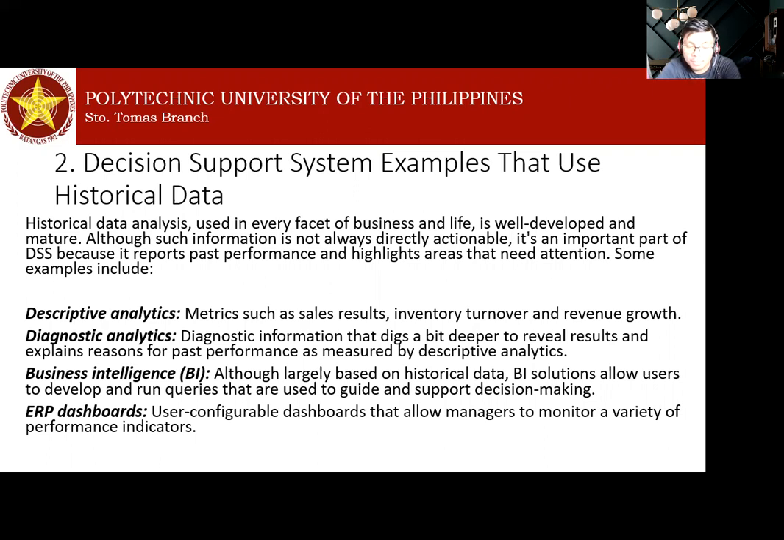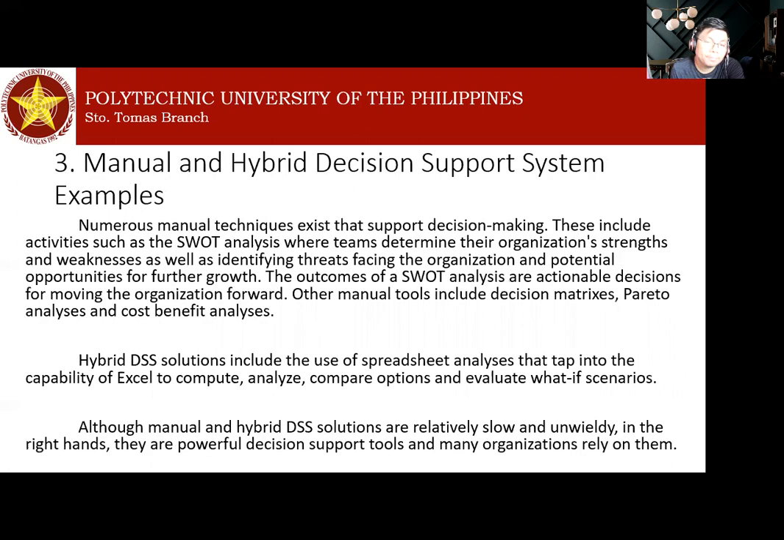And we have here the ERP, the Enterprise Resource Planning Dashboard, a user-configurable dashboard that allows managers to monitor a variety of performance indicators. So with the use of our decision support system that uses historical data, we are able to identify what is the problem with our operations. From the previous year, previous month, or previous week, we can compare that with our ongoing operation. So with the use of that, top management will always monitor our performance.